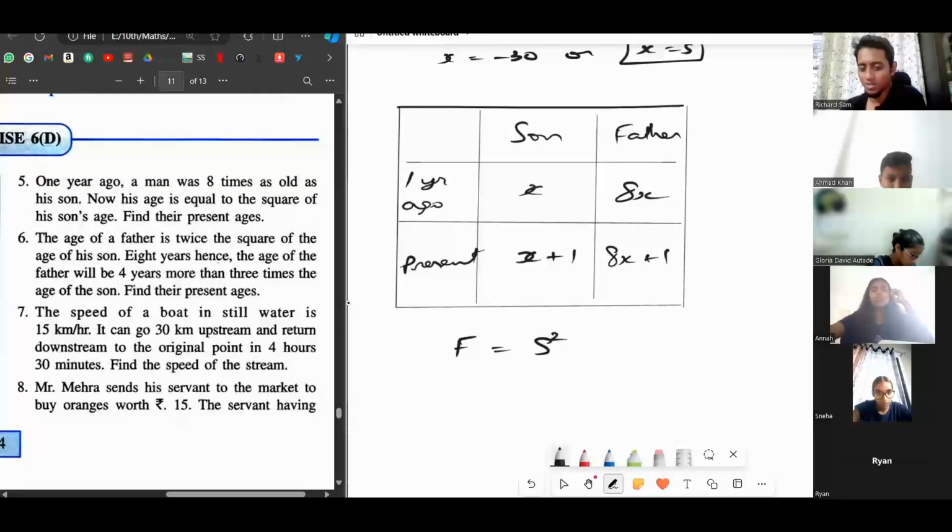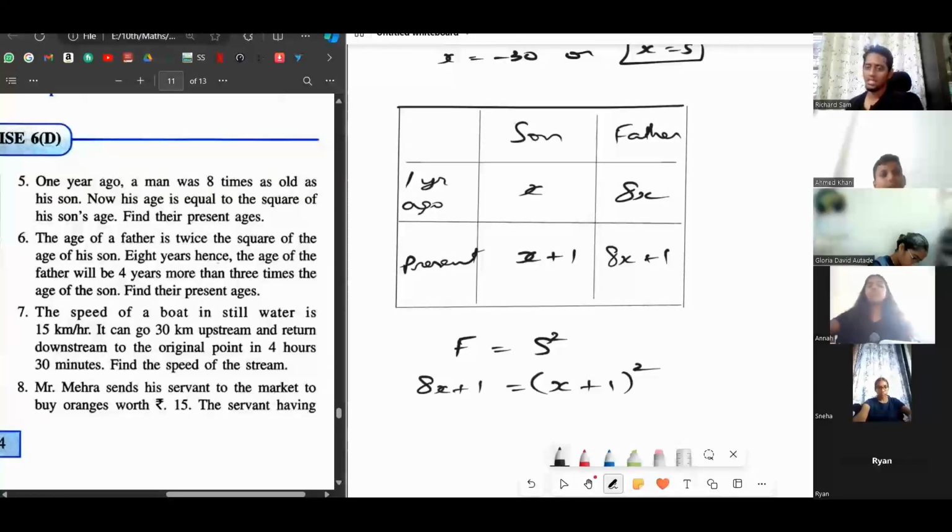Okay. So what is the father's age? 8X plus 1. 8X plus 1 is equal to the square of the son's age. The son is X plus 1, whole square. That's it. To understand, all age problems are like this.